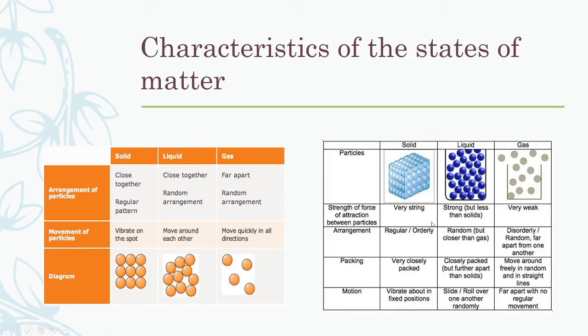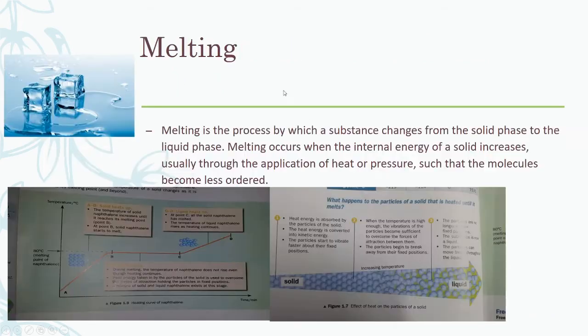Arrangement, we have discussed this: regular, random, and disorderly packing. Solids are very closely packed, but the gases move around freely in random and straight-line motion. Solid particles vibrate in their fixed positions, whereas liquid particles slide or roll over one another randomly. Unlike gases, they are not as far apart and they have a regular movement. Unlike liquids, gases can move wherever they want.